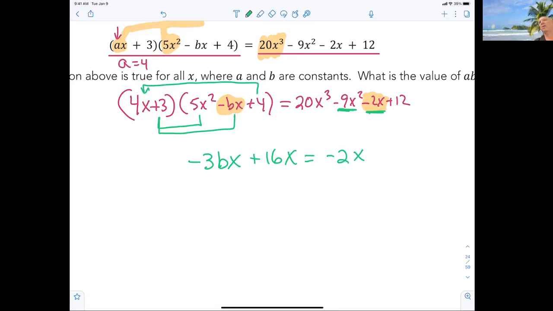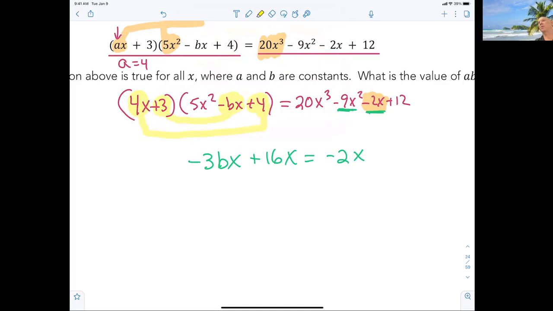All right, now again, guys, I know that's hard. I really don't want anybody sitting there afraid to ask me something. Go back to how you got the 16x. Let's look. I'm going to erase this so I can do a better job. Please watch me. This times this is 16x. This times this is negative 3bx. That's the only way I can make x values.